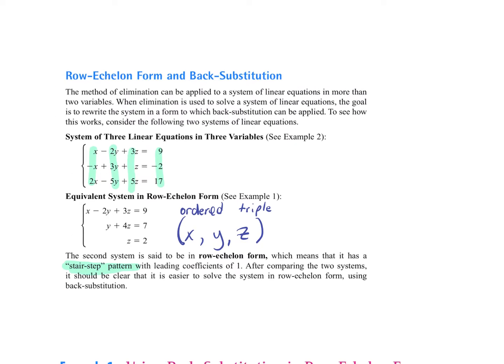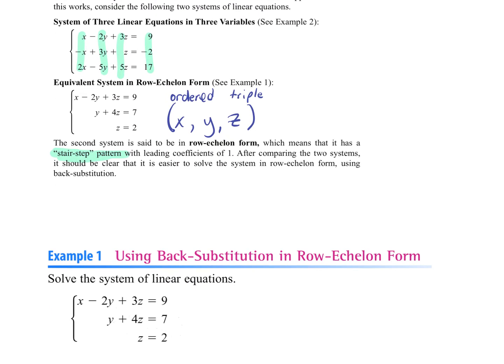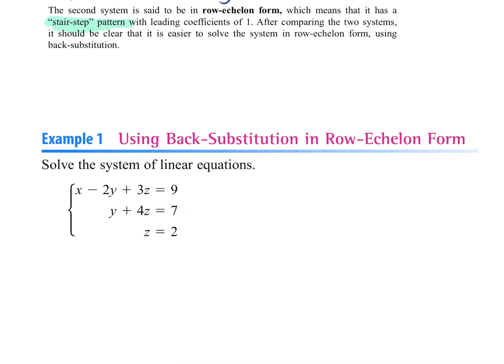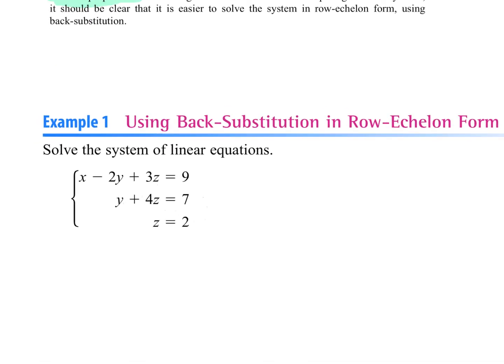The way that you're going to see these equations is similar to the second one there, where you have that z is equal to a number, you have y and z in one equation, and then you have another equation that's x, y, and z. So if we look at the first example, you are solving x minus 2y plus 3z is equal to 9, y plus 4z is equal to 7, and z is equal to 2.